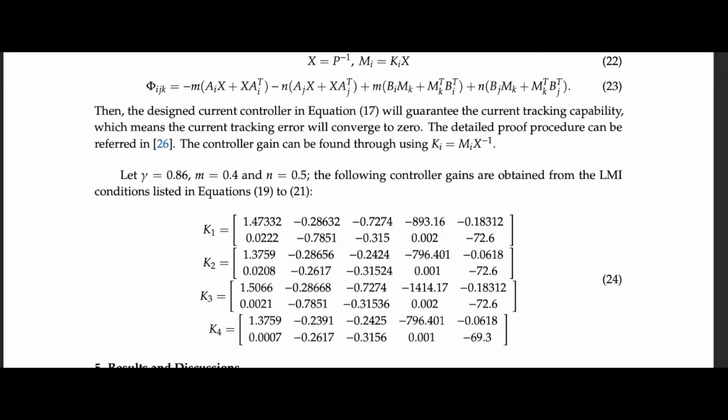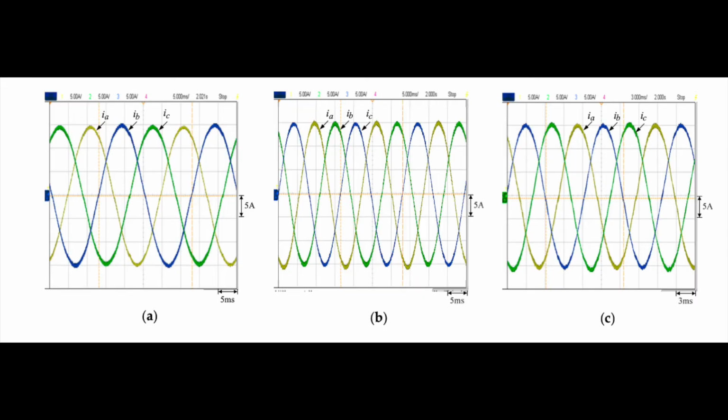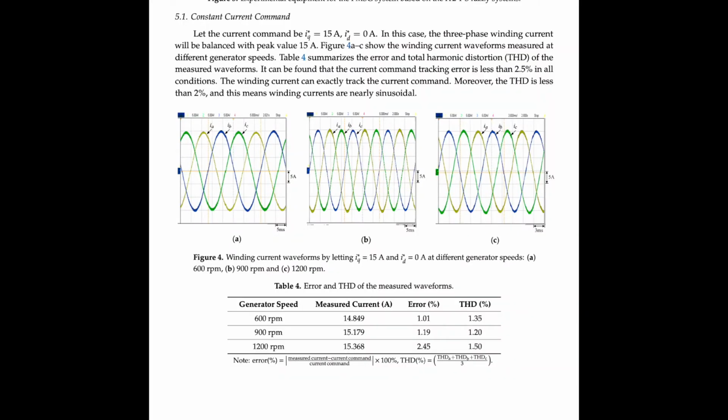And here is the experiment equipment of the PMSG system, which is located in the EPARC lab. The figure below shows the waveform of the winding current at different generator speeds from 600 RPM to 1200 RPM. The total harmonic distortion of the waveform is listed in the table below, and the current command tracking error is less than 2.5% in all conditions. The THD is less than 2%, which means the winding currents are nearly sinusoidal as shown in the waveform.